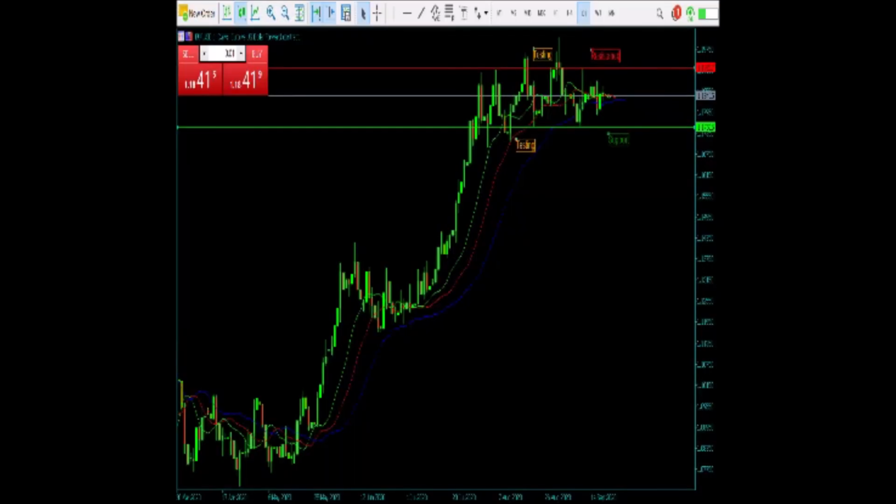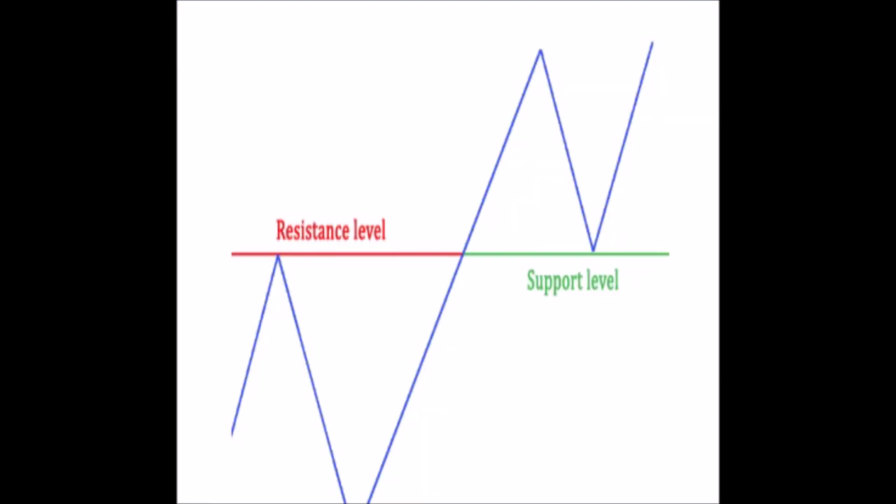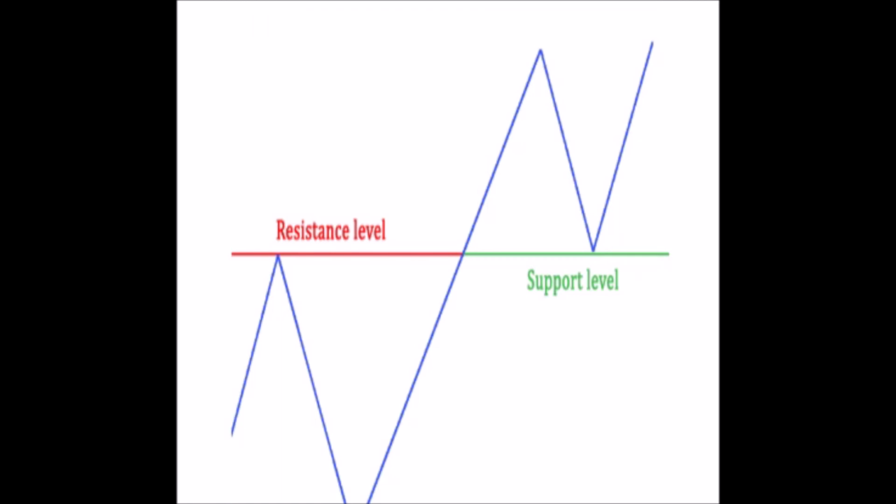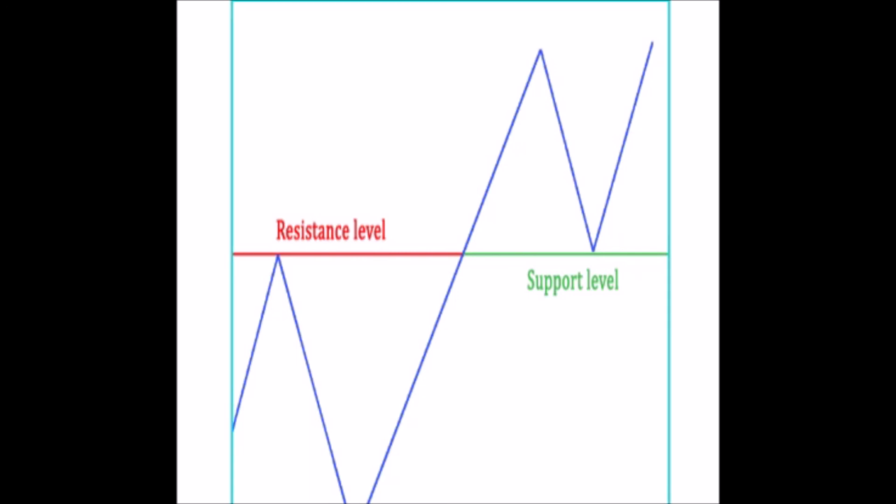So there are 3 types of levels. It's support, resistance, and mirror. Support is a level that keeps the price above itself and doesn't allow it to fall. A resistance is a line that keeps the price below it and doesn't allow it to go up. And a mirrored level is a line that in the recent past was resistance and now has become a support level.